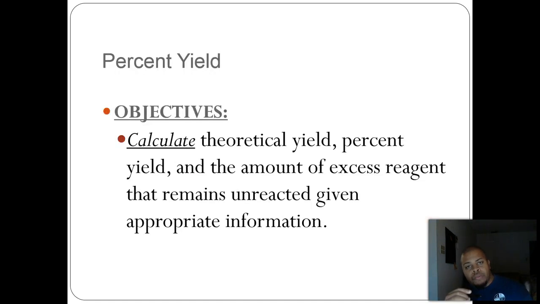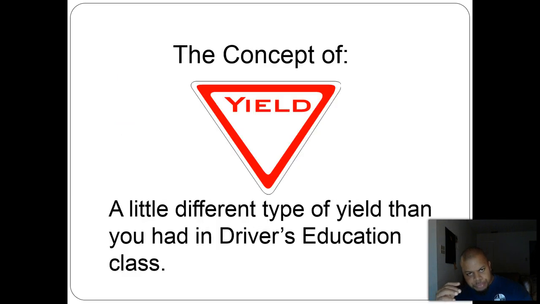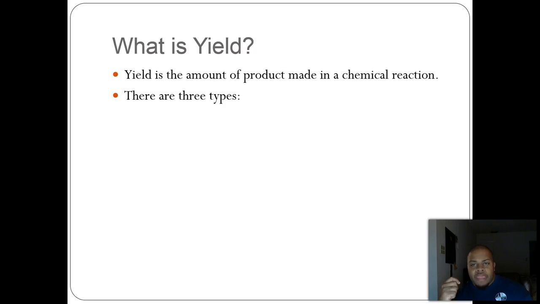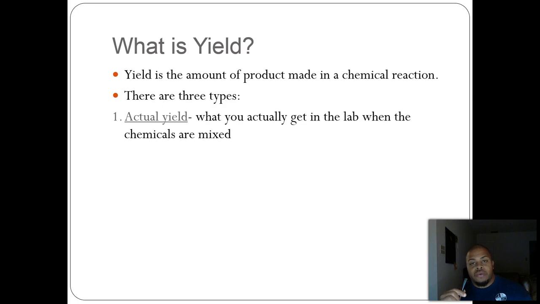Now, our objective, of course, is to be able to calculate theoretical yield, percent yield, and the amount of excess reactant that remains at the end. Now, the concept of yield. This is going to be different than the type of yield in driver's ed. Of course, that part makes a little bit of sense. We're actually looking at the amount of products that we make in a chemical reaction. There are 3 main types that we're going to deal with.